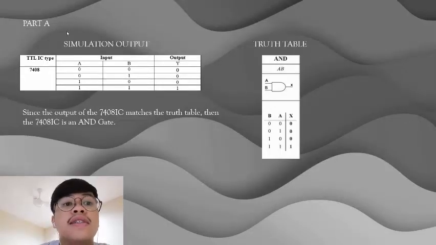Based on the simulation in part A made by Najha, I'm going to compare the simulation outcome with the truth table. Since the simulation outcome of the 7408 IC matches the truth table, the 7408 IC is an AND gate.